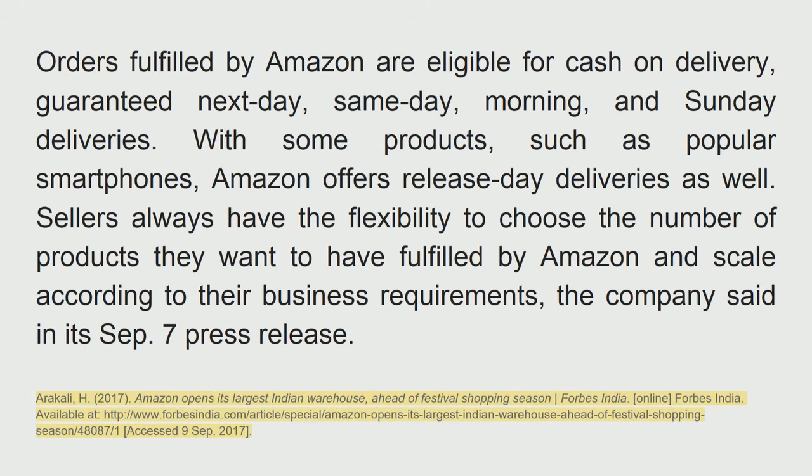Continue with the same article. Orders fulfilled by Amazon are eligible for cash on delivery, guaranteed next day, same day, morning and Sunday deliveries. With some products such as popular smartphones, Amazon offers release day deliveries as well. Sellers always have the flexibility to choose the number of products they want to have fulfilled by Amazon and scale according to their business requirements, the company said in its September 7 press release, and this is the reference to the article.